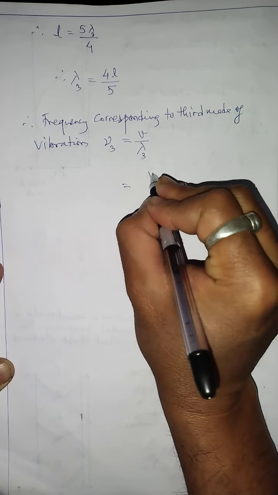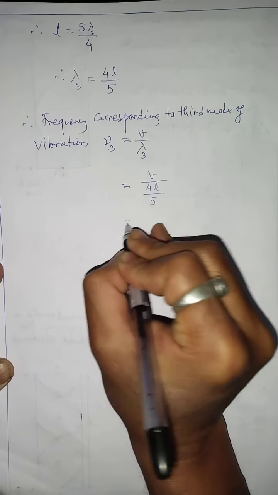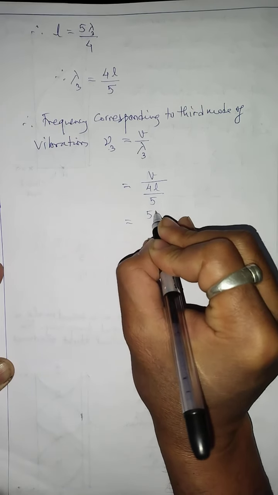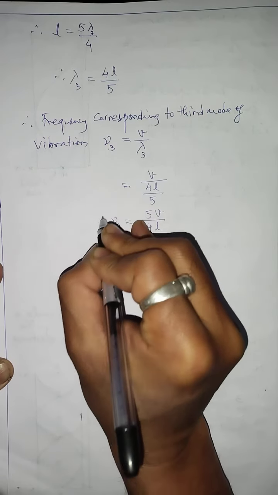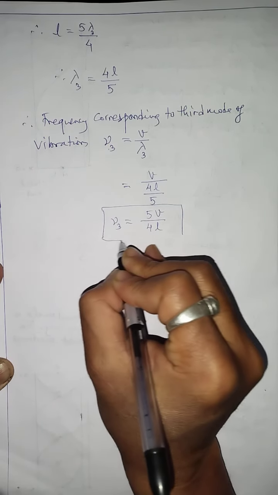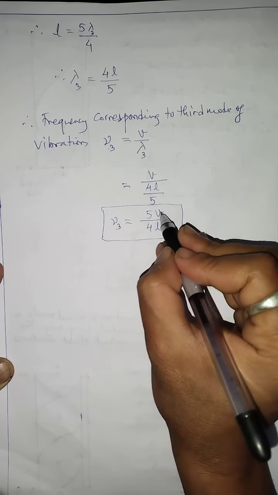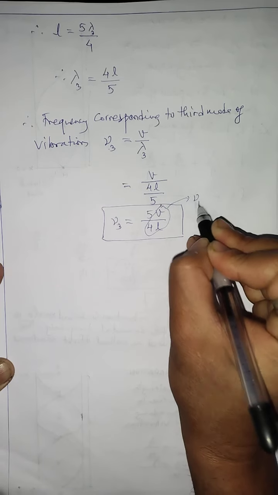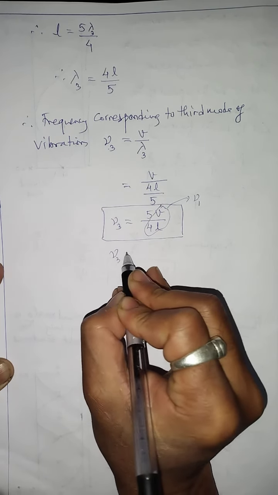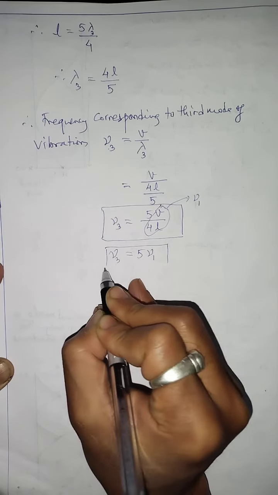So let's substitute the value. v by lambda 3 is v divided by 4L by 5. If I do the reciprocal, it will be 5v by 4L, and this is nu 3. So look at the expression, children. The frequency of the third mode of vibration, nu 3, is 5v by 4L. But you know, this v by 4L is nothing but nu 1. So I write nu 3 equals 5 nu 1.